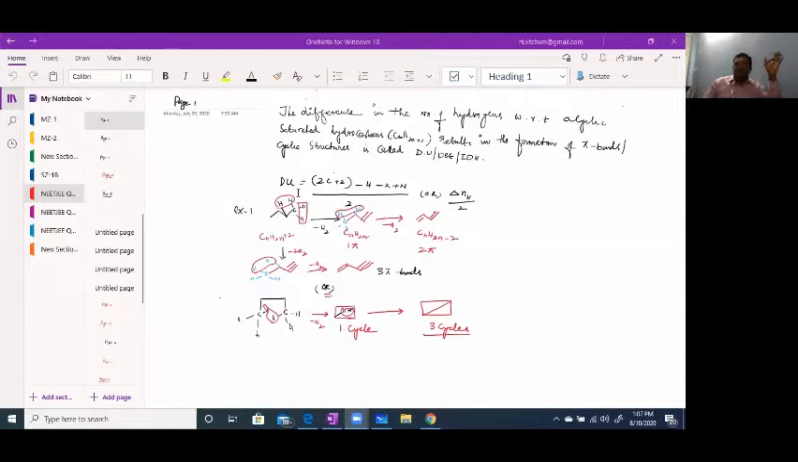Very simply, children, it's the difference between the number of hydrogens in the acyclic saturated hydrocarbon and the given molecular formula. So that's called degree of unsaturation. That's called double bond equivalent. That's called index of deficiency of hydrogen here.